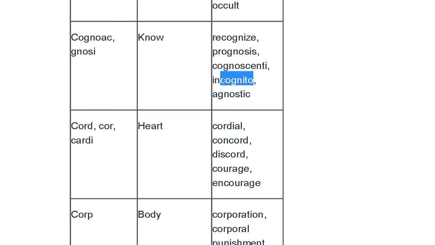If something's incognito, that means that you are going undercover so people do not know you. You have a disguise, or you're not giving information, not letting people know. Agnostic is like all-knowing.